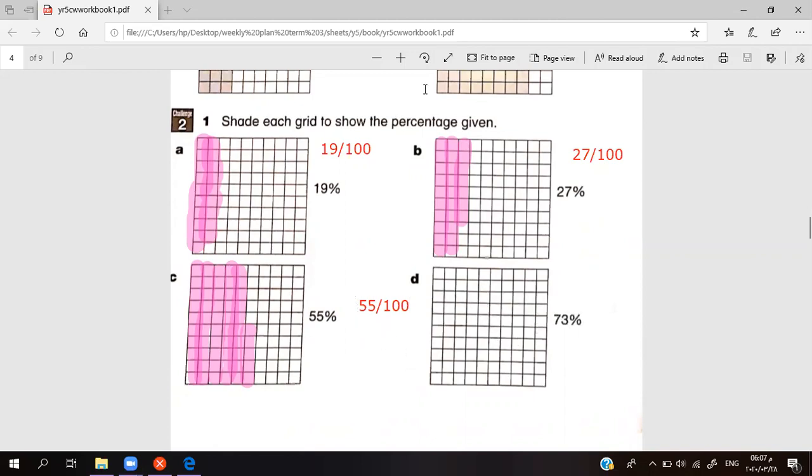The last thing is 73. So he wants me to color 70. 10, 20, 30, 40, 50, 60, 70, like that till here. Can't believe what I'm doing. Okay, here is 70 and 3. Okay, and the percentage is 73 over 100. Okay, it's very easy till now.